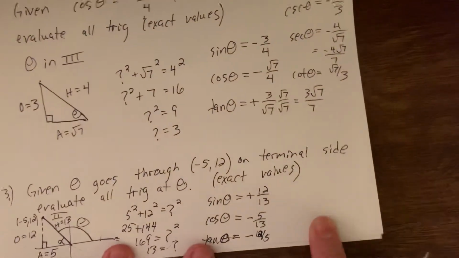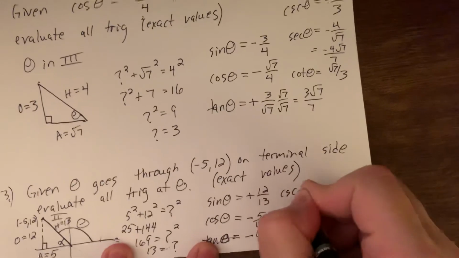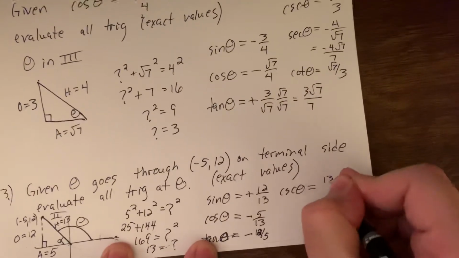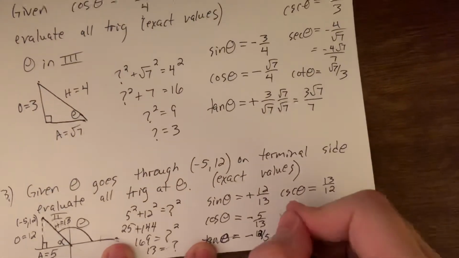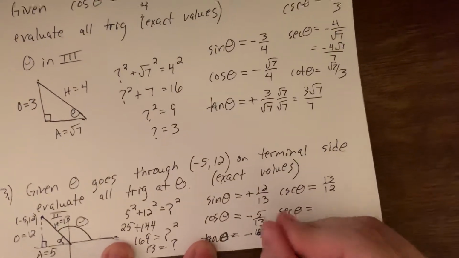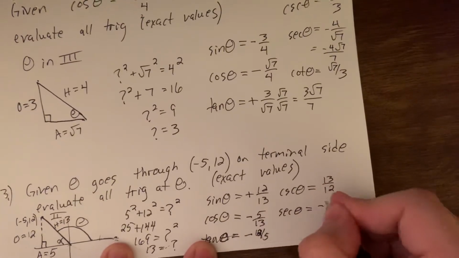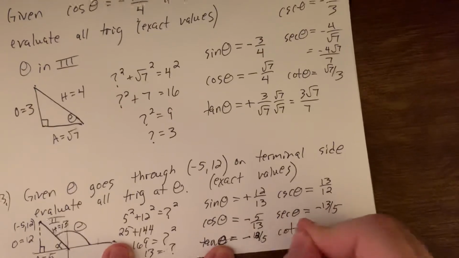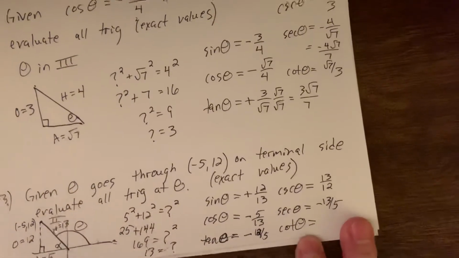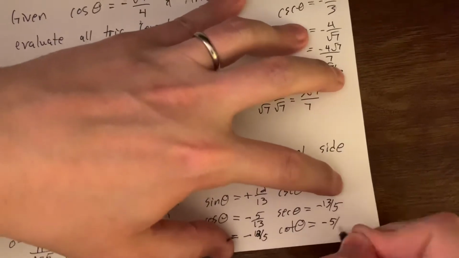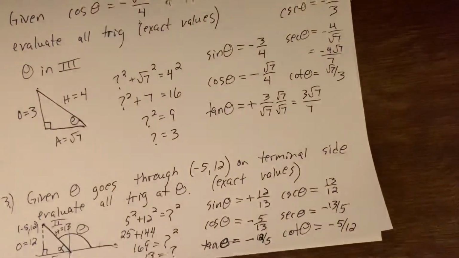And now the reciprocals. Cosecant of theta is 1 over sine, so I'll get 1 over 12 over 13, which is 13 over 12. Secant of theta, 1 over cosine, so 1 over negative 5 over 13 is negative 13 over 5. And last, cotangent, 1 over tangent, 1 over negative 12 over 5 would give me negative 5 over 12.